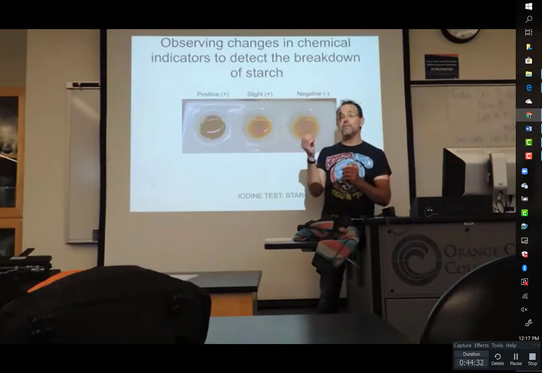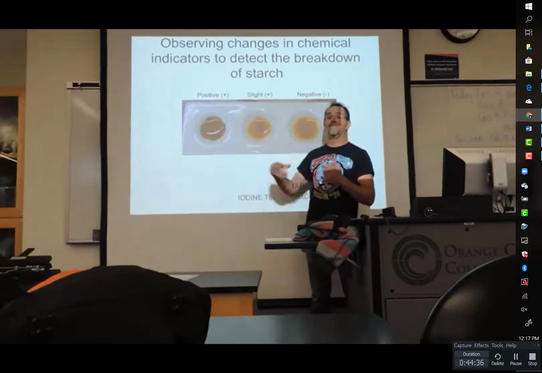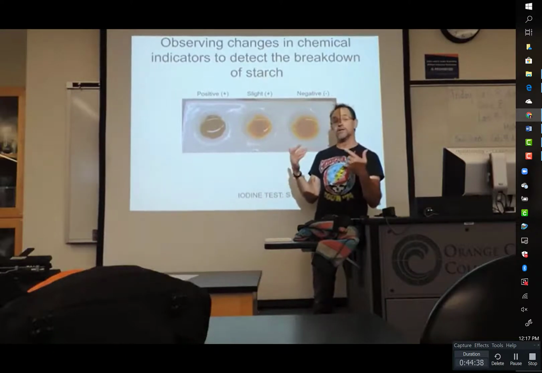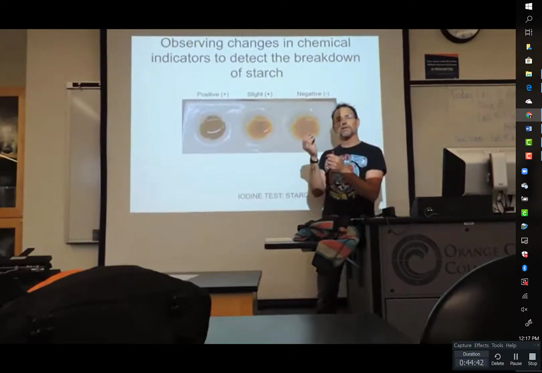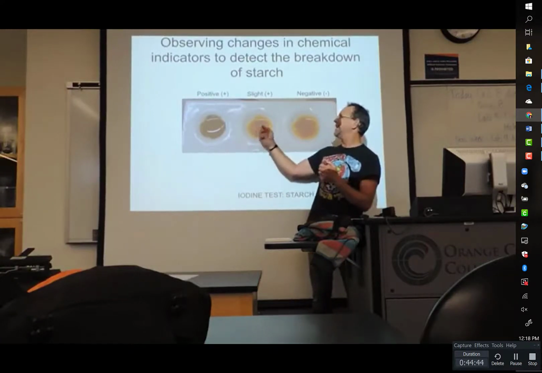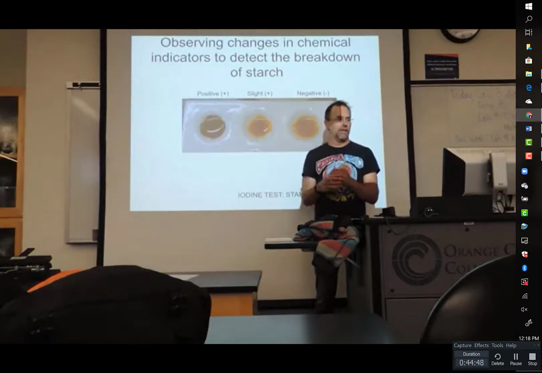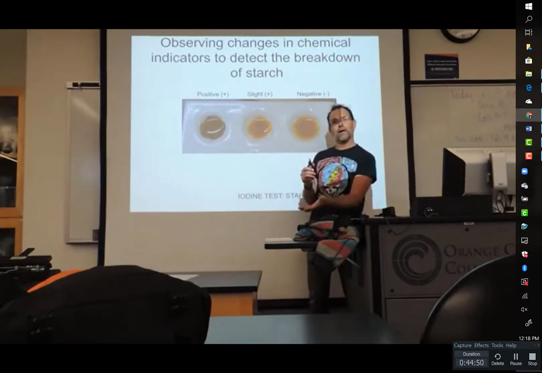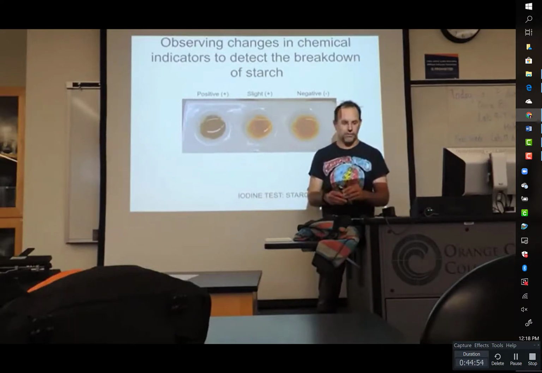So if we test positive for starch, it's going to turn black. If we have negative for starch, so there's no starch in there, it's going to be amber. And if there's a little bit of starch, it's going to be amber with some particulates or some dark specks in the bottom of that. So once we get through this, in another 15 minutes, we'll go ahead and look at that, and I'll show you what the results are.